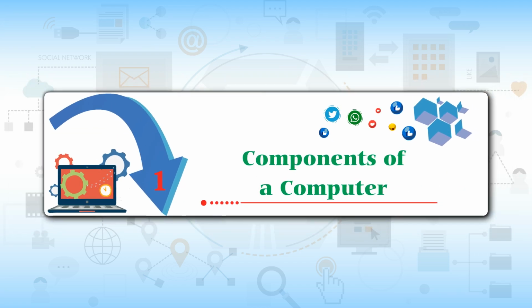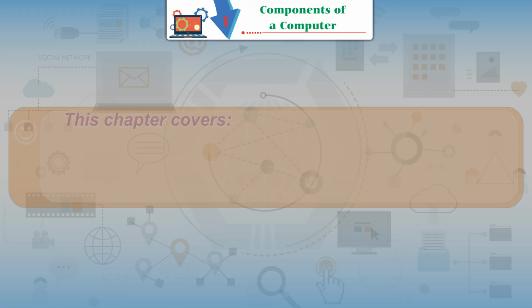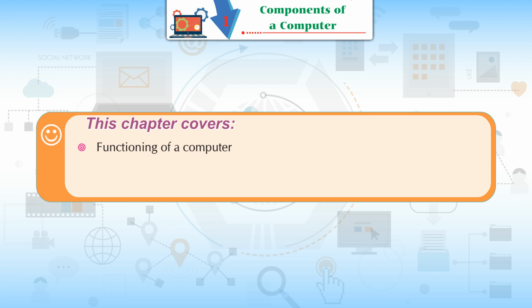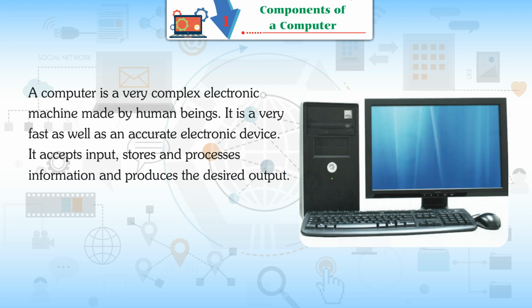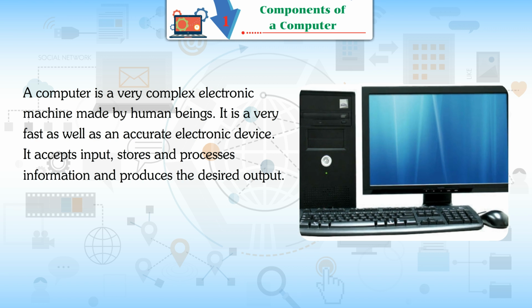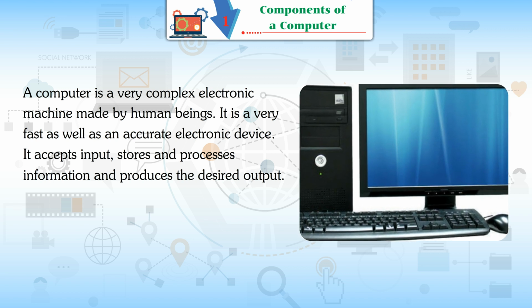Chapter 1. Components of a computer. This chapter covers functioning of a computer, knowing the computer processing, understanding the IPO cycle, input, processing and output devices, and characteristics of a computer. A computer is a very complex machine made by human beings.